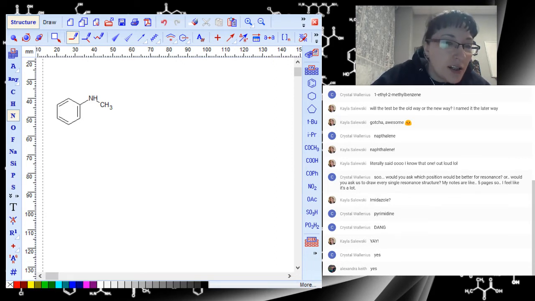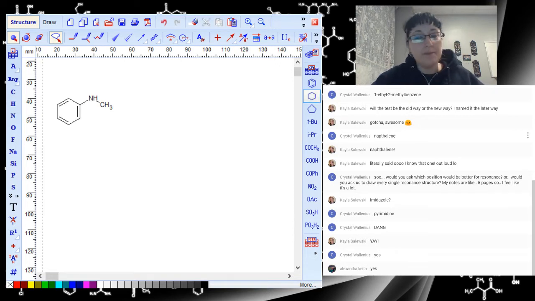Let's see, can I highlight that in any way? I don't know if I can. No, that's not what I wanted. Let me try this. No, I cannot. Okay, anyway, so if you're adding to the ortho position, it would be on either of the ortho positions next to the nitrogen, or you could add it to the para position.